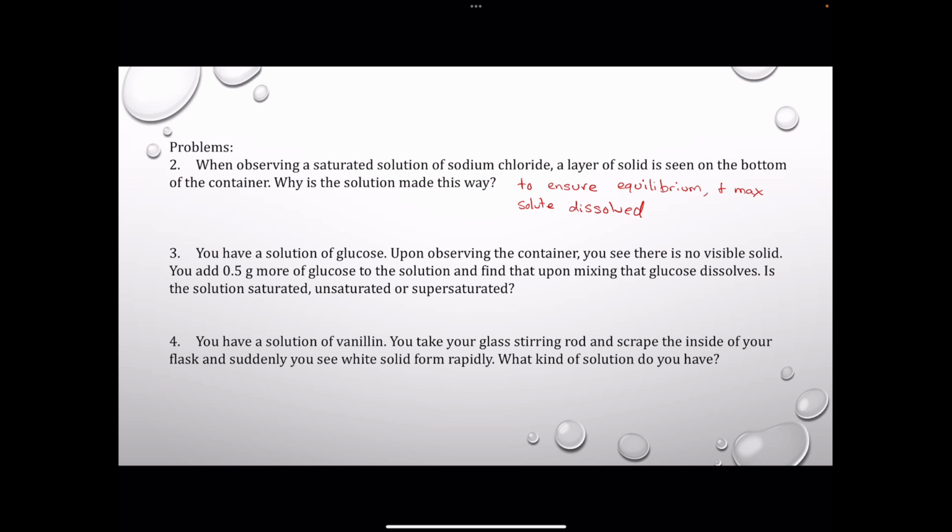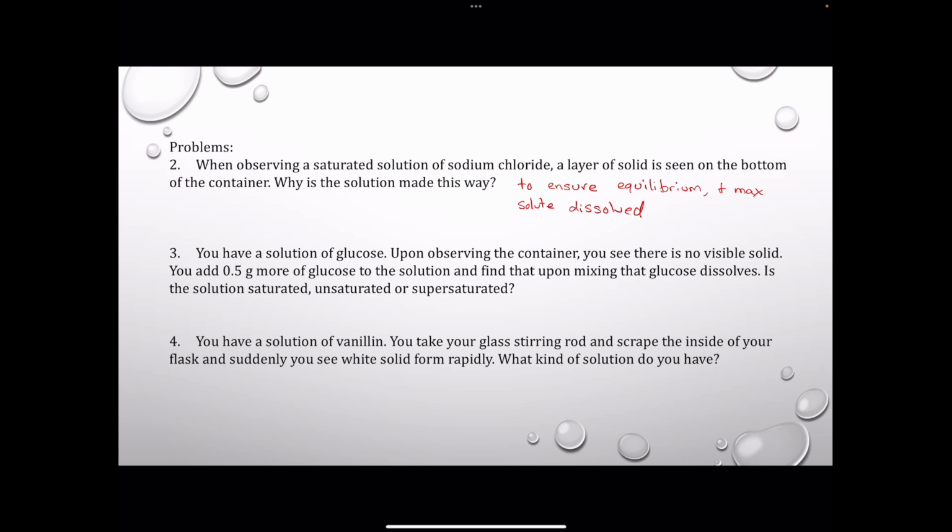Now looking at our next problem, we have a solution of glucose. Upon observing the container, you see there is no visible solid. You add 0.5 grams more of glucose to the solution, and you mix it, and you find that that glucose dissolved. So was that solution saturated, unsaturated, or supersaturated? If we think about our solution types, if it was saturated, it would not have dissolved. That glucose would have fallen to the bottom because we would have already had our maximum amount of solute dissolved.